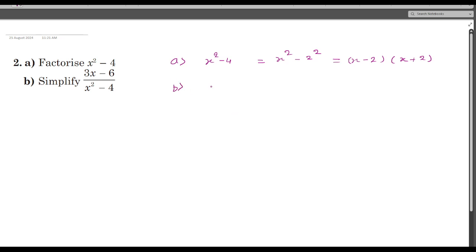Second, B part, we have to simplify 3x minus 6 divided by x square minus 4. Now the denominator x square minus 4 can be written as x minus 2, x plus 2. And in the numerator, if I take 3 common, it is x minus 2. So I have x minus 2 as a factor in the numerator and denominator. So they will cancel, and the result is 3 divided by x plus 2.